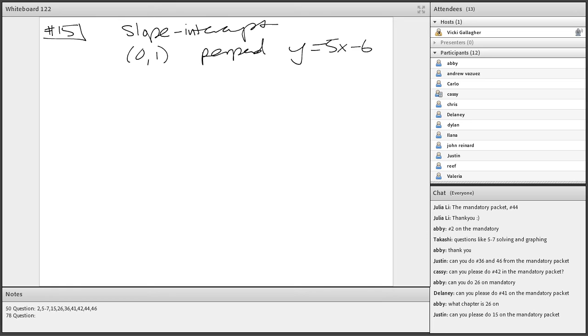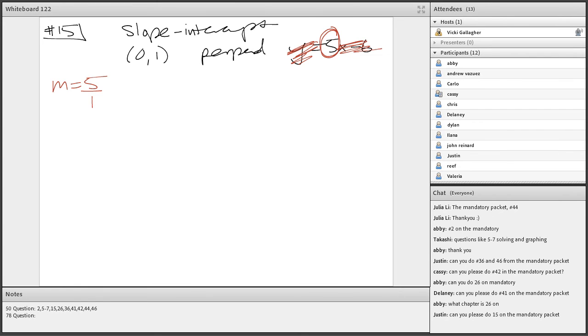So this is all the important information that we need. We're going to start by finding the slope of the equation that was given to us, and we're going to ignore the rest of the equation. We don't really care about anything else. All we care about is that the slope is 5, or 5 over 1.